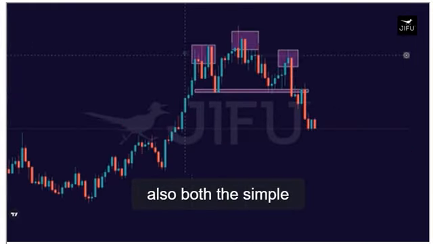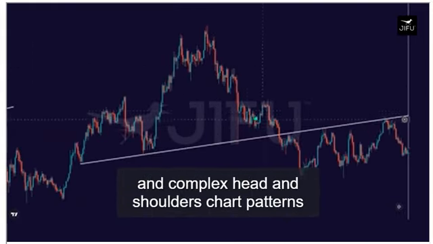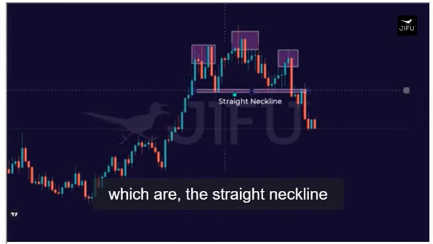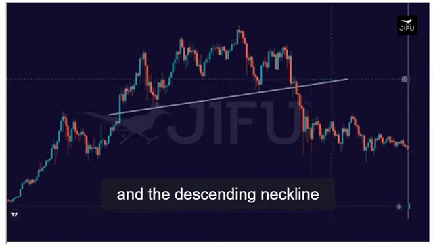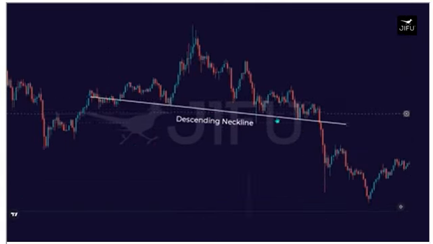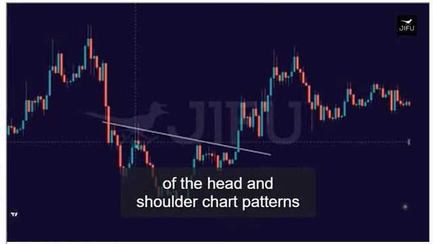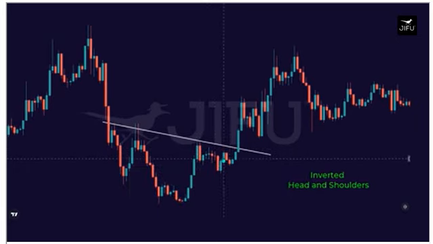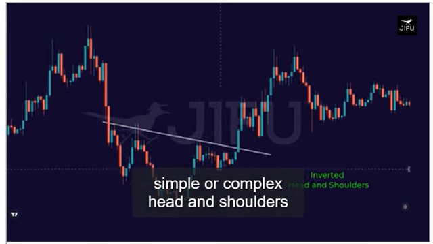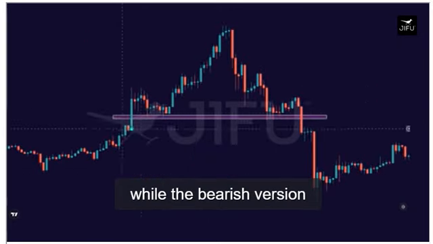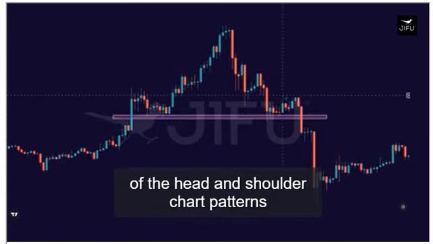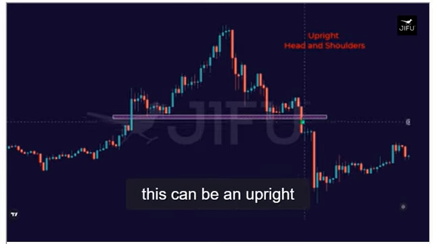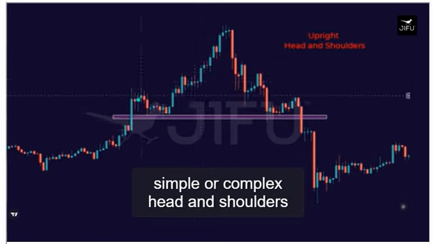Also, both the simple and complex head and shoulders chart patterns have three variations of necklines, which are the straight neckline, the ascending neckline, and the descending neckline. The bullish version of the head and shoulders chart pattern is called the inverted head and shoulders. This could be an inverted simple or complex head and shoulders. While the bearish version is called the upright head and shoulders. This can be an upright simple or complex head and shoulders.